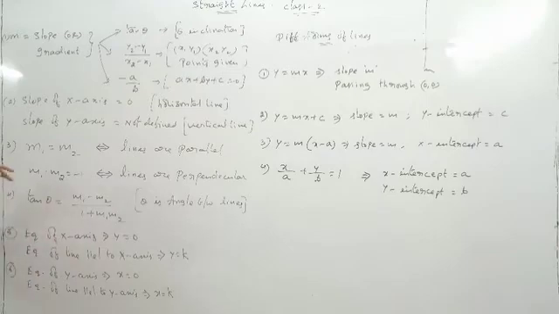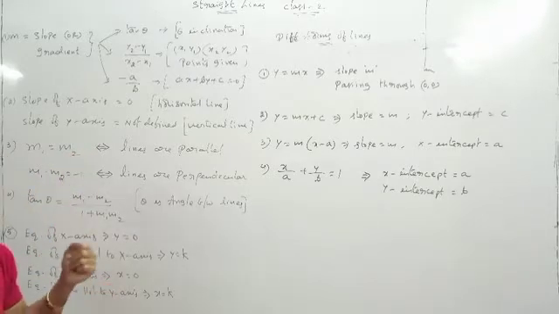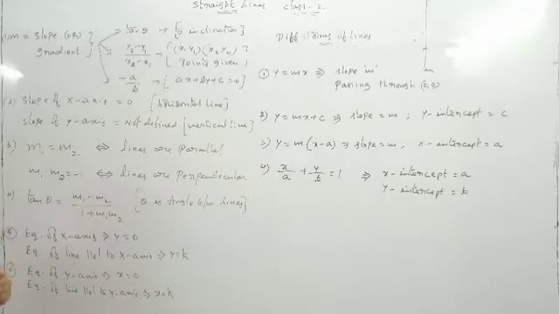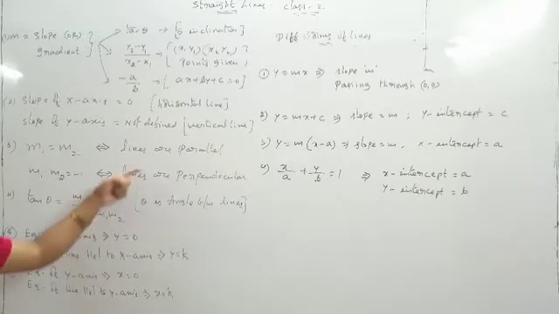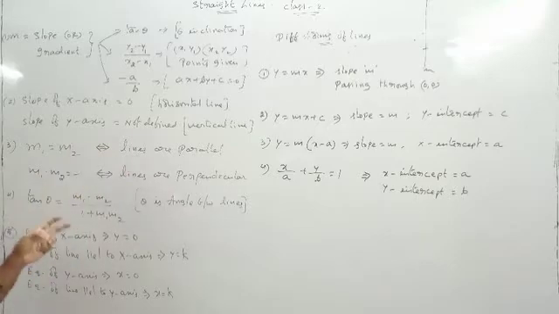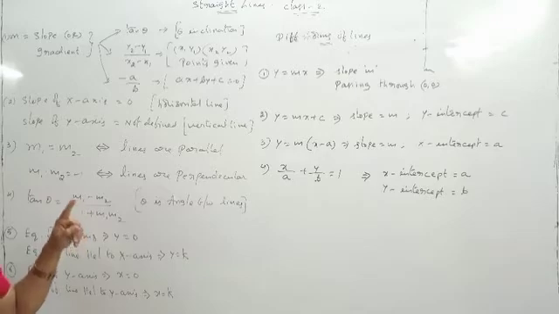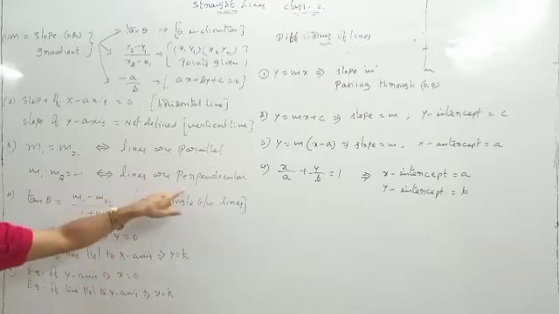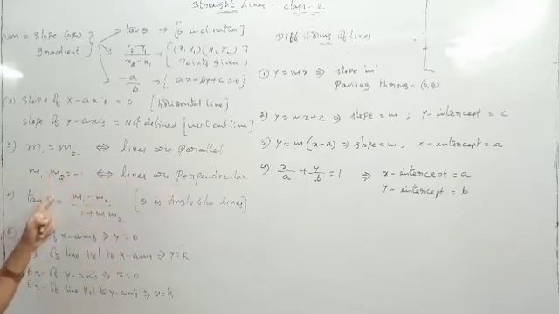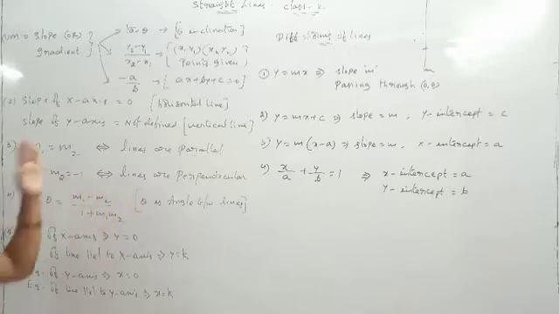Next, what is the slope of the x-axis or any horizontal line? 0. The slope of the y-axis is not defined. Any vertical line's slope is also not defined. If two lines have equal slopes, the lines are parallel. If the product of the two slopes is minus 1, then the lines are perpendicular. If the lines are perpendicular, the product of the slopes is equal to minus 1, and vice versa.